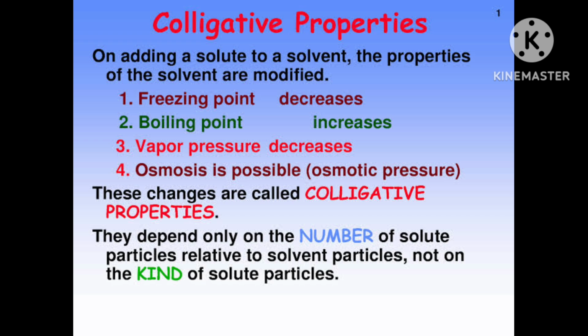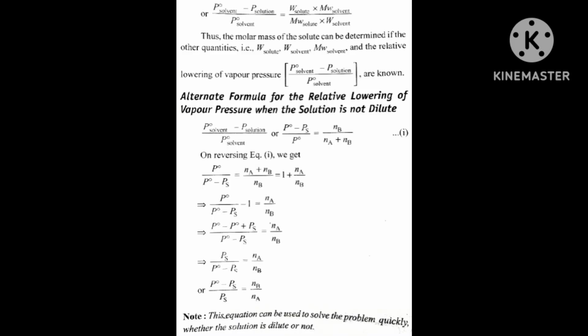Then what is the mole fraction of the second component? That will be 1 minus x1, because the mole fractions of one component and the other component add up to 1: x1 plus x2 is equal to 1. So 1 minus x1 is equal to x2. In place of 1 minus x1, you can write x2.